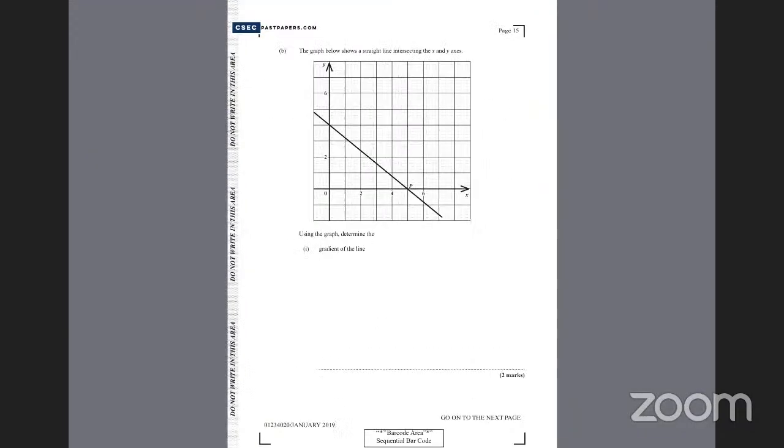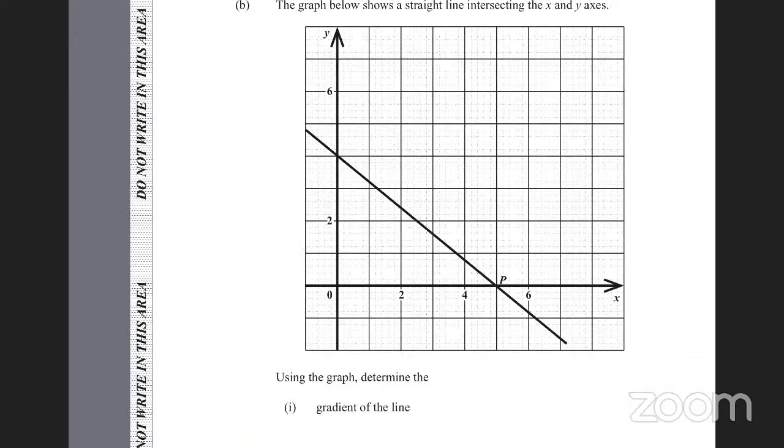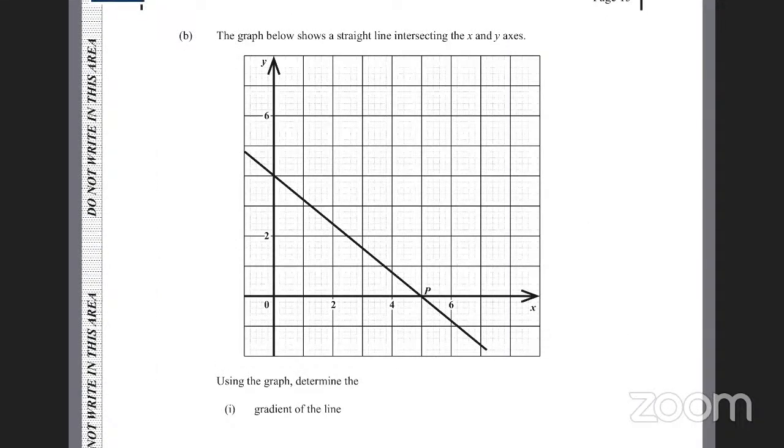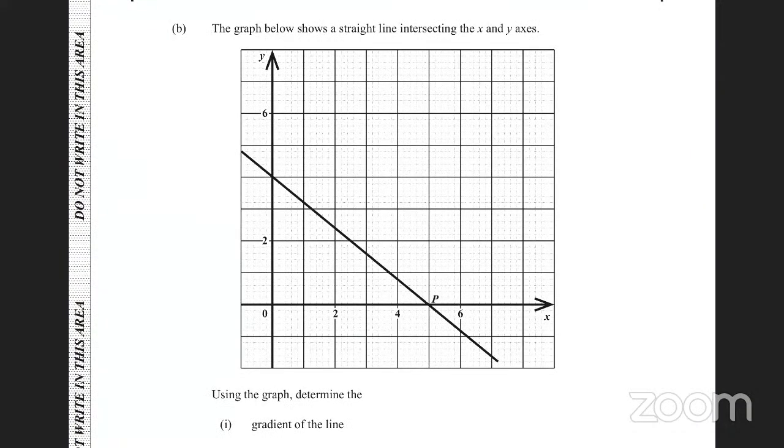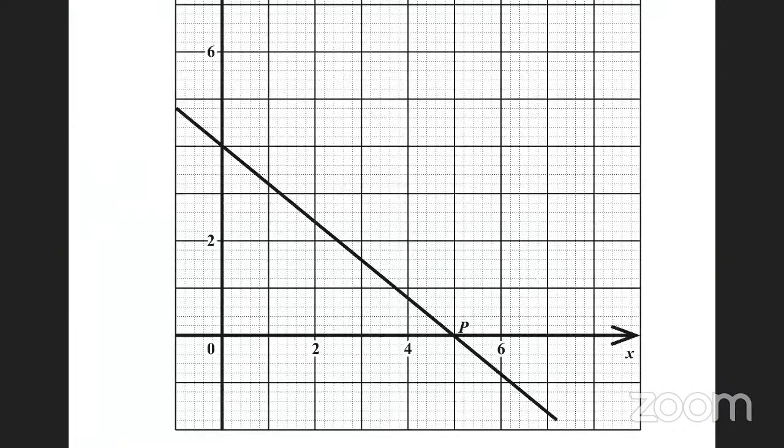Right, start here. What's the gradient here? Look at the gradient first. Look at the gradient, right? You all can see the values, right? How do you find gradients again? Right, y2 minus y1 over x2 minus x1.